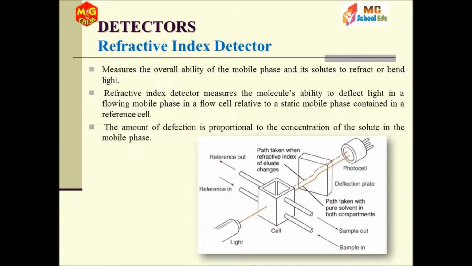Refractive index detector. Measures the overall ability of the mobile phase and its solutes to refract or bend light. Refractive index detector measures the molecule's ability to deflect light in a flowing mobile phase in a flow cell relative to a static mobile phase contained in a reference cell. The amount of deflection is proportional to the concentration of the solute in the mobile phase.